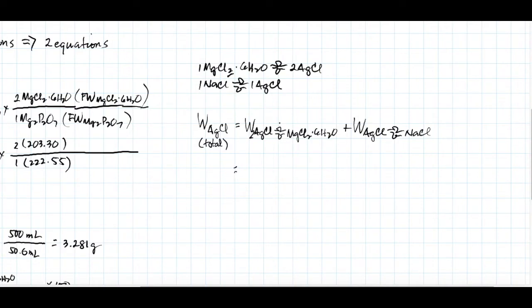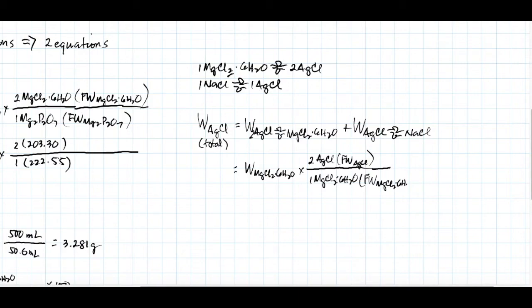Okay, so when we expand this equation, we now need to express weight of silver chloride in terms of the weight of magnesium chloride. So this is equal to weight of magnesium chloride hexahydrate times you have our gravimetric factor. Again, the solution should be equal to the weight of silver chloride. So this is 2 moles of silver chloride multiplied by its formula weight, silver chloride, divided by 1 mole of magnesium chloride hexahydrate times its formula weight, magnesium chloride hexahydrate.